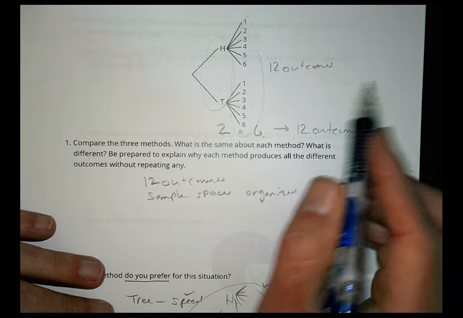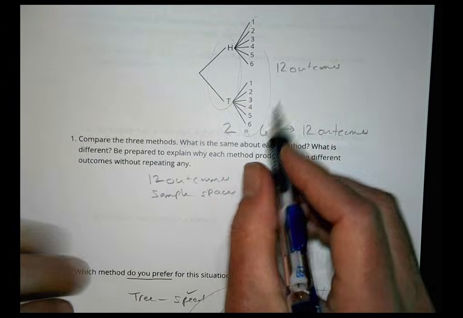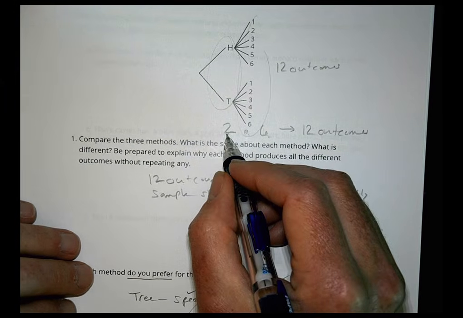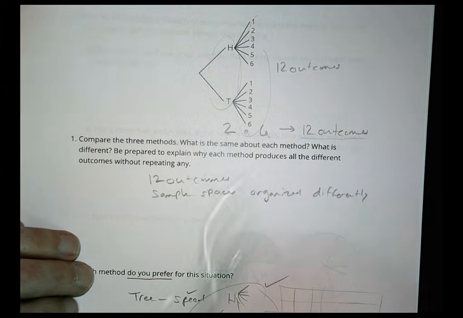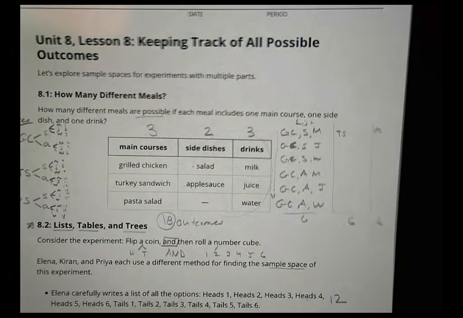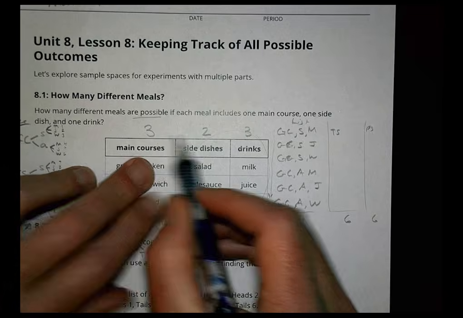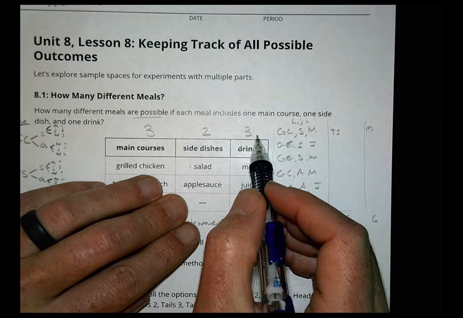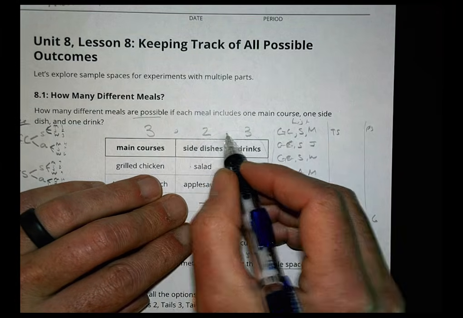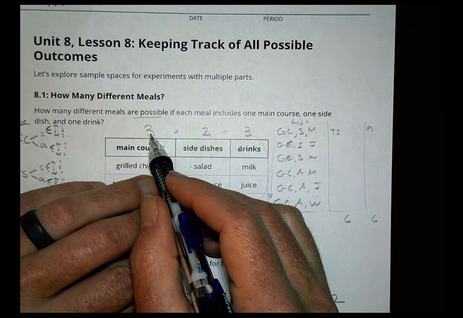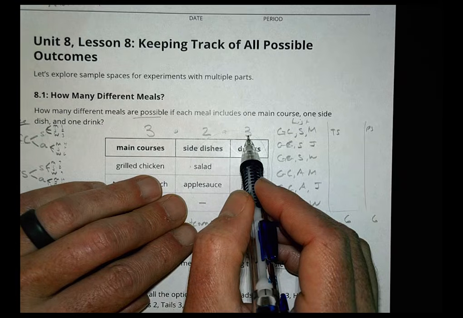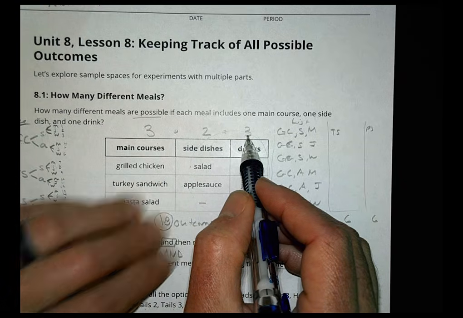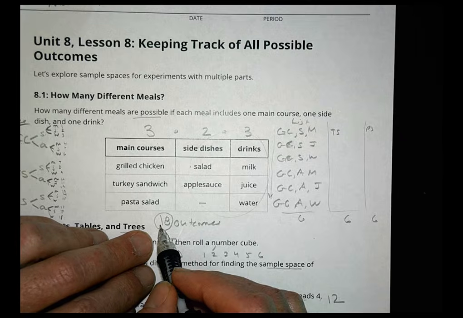That's true. The question would be, does that work for everything? Can you always multiply the number of possibilities in each group to find the total number of outcomes when you combine things together? Let's look back at the very first one real quick. We had 3 main courses, 2 side dishes, and 3 drinks. What happens if we multiply all of those together? Well, 3 times 2 is 6, and 6 times 3 is 18. Do you remember how many outcomes we had? We had 18 outcomes.